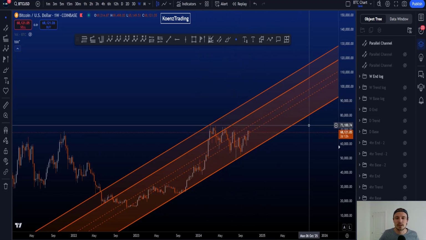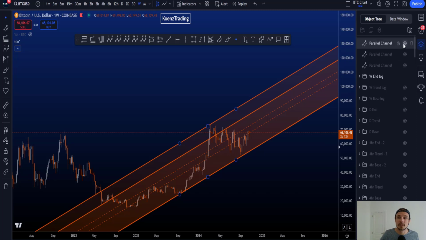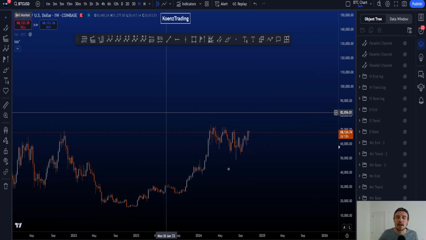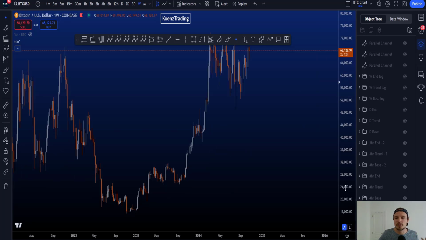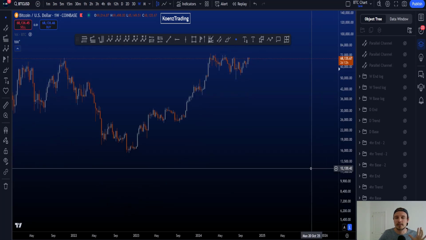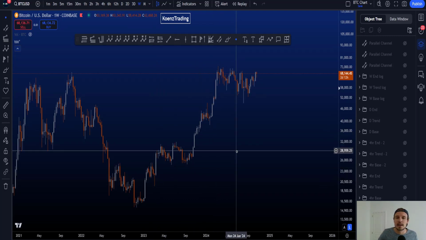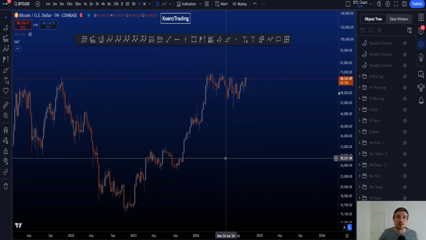So using channels on a log scale or a linear scale will lead to some different targets, and sometimes they can differ very much, and sometimes the channels are quite similar, but you have to be aware of using channels on a time frame where price has moved hundreds of %. And this then leads, of course, to the question, what do I use? Do I channel on a logarithmic scale or do I channel on a linear scale?